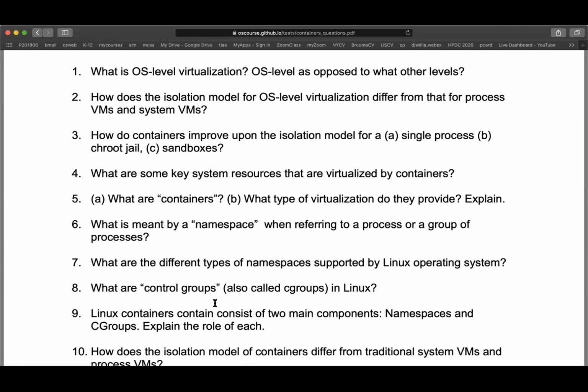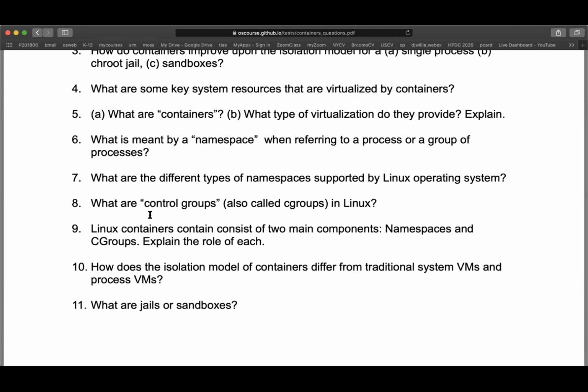So their isolation model is not as tight as system virtual machines, but they still provide sufficient isolation and better performance than system VMs, right? Because they're sharing a common operating system. So understand the key differences from other techniques and what kind of virtualization these provide. Okay.